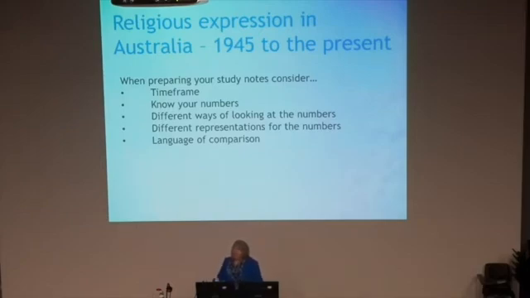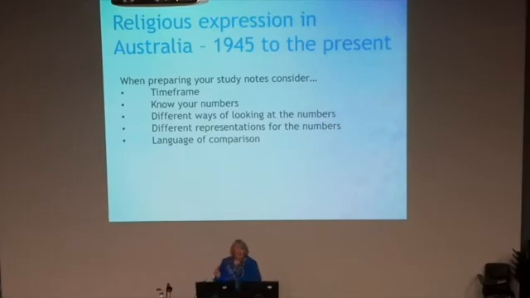You also need to know your numbers. Hands up, what percentage of Australia's population is Christian in the 2011 census? Almost 62%, 61.7%. What about in 1947? Anybody want to have an educated guess? 40? No, quite the other way. 88%, almost. It's 87.6%.